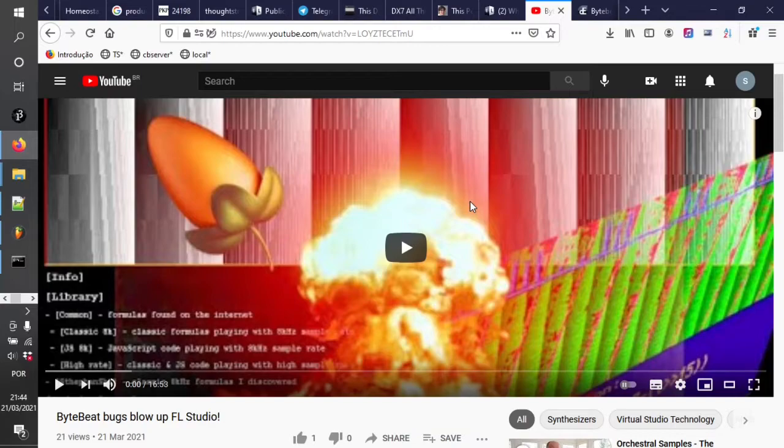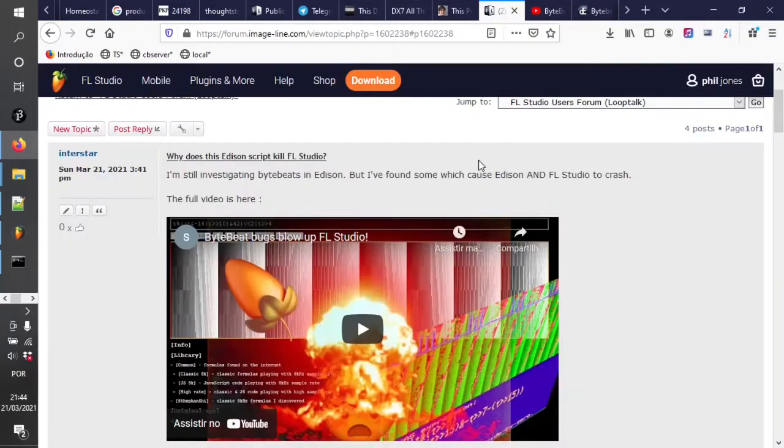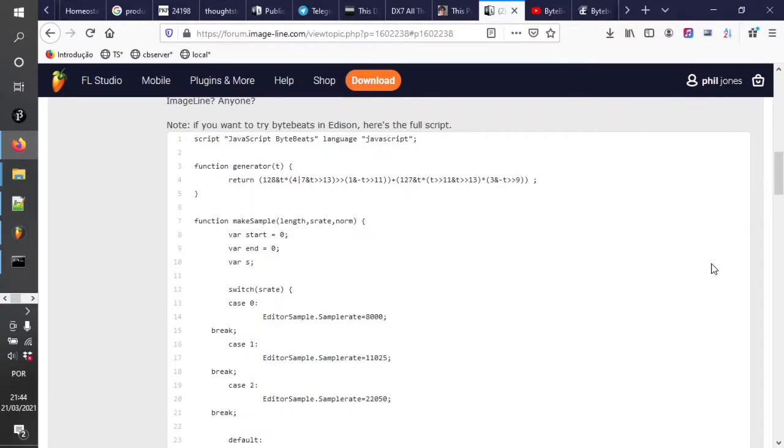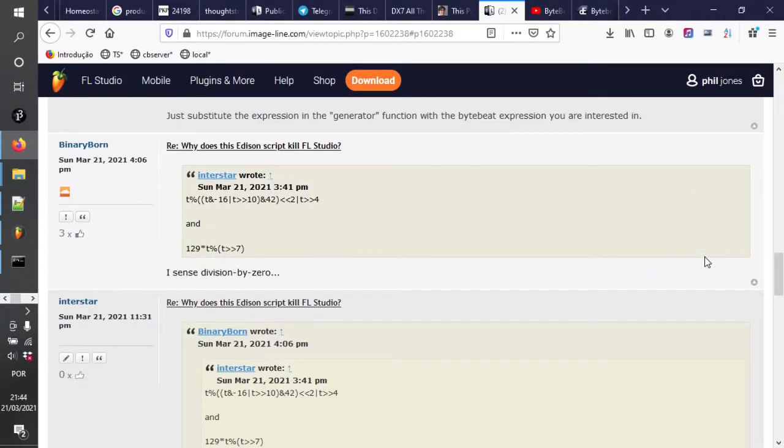Sorry, guys. So then I went and posted this to the ImageLine forums, and quite rightly, a guy called BinaryBorn came back to me and said, "I sense division by zero," which is like the number one most obvious reason that you might get an exception at runtime. Yeah, you're trying to do division by zero.